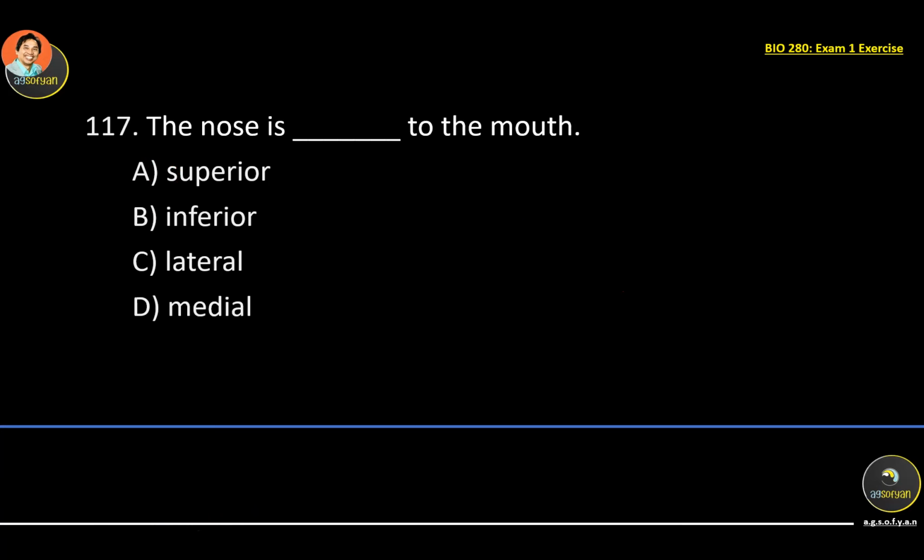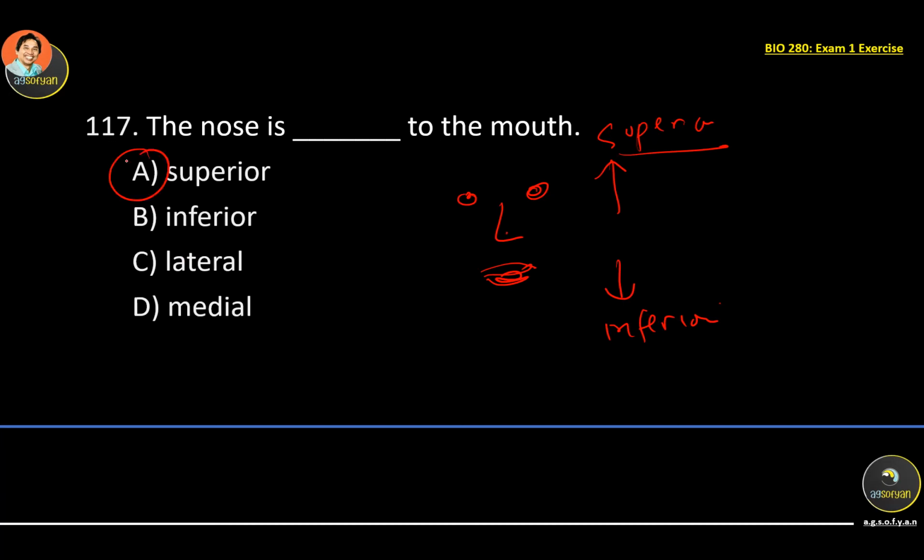Now, how about this one? This is our nose. This is the mouth. Where is the nose located compared to the mouth? Again, if it is on top, it means superior. If it is below, it means inferior. So the answer will be the nose is superior to the mouth. Superior.